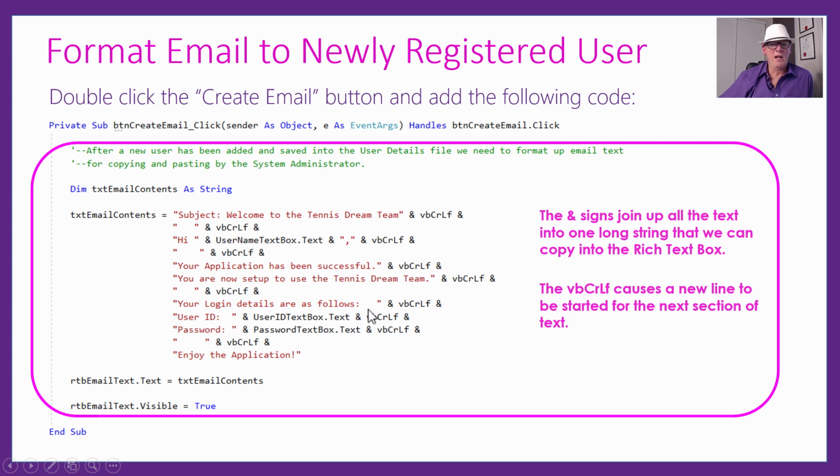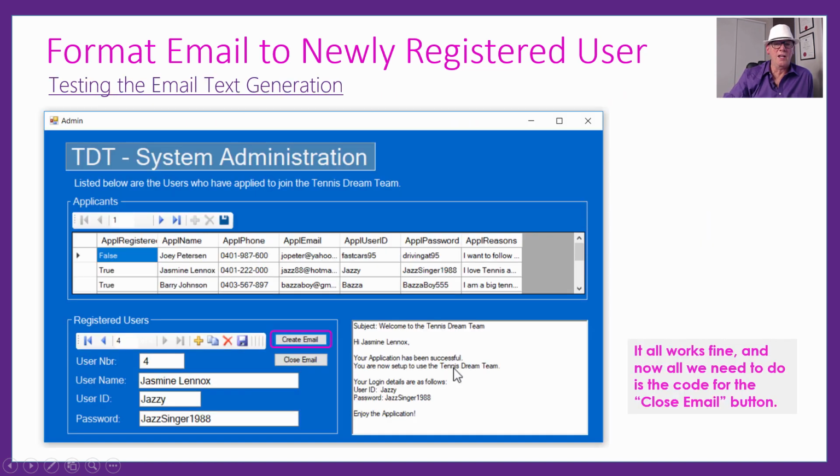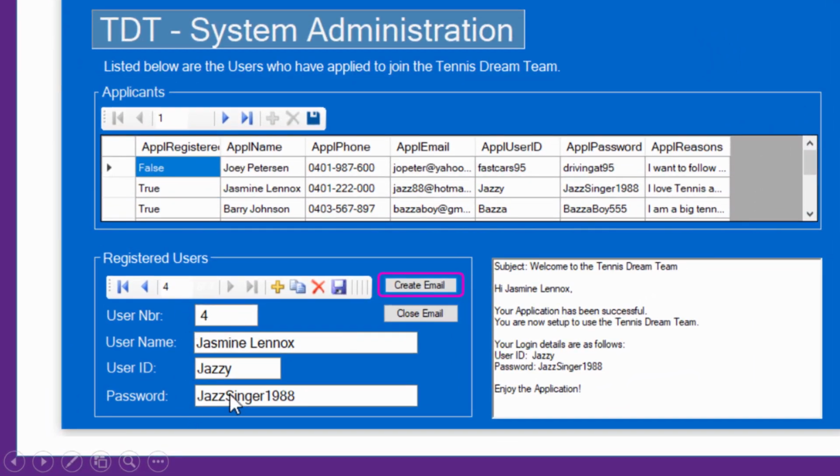And once all this is formatted up, then just move it over into that rich text box and make that text box visible. So let's see how that works out. Jasmine has just been added on as a new user, and we say create email for her, and here's the email. So that'll be the subject. They copy and paste into their Gmail, Hotmail, or Outlook, whatever they're using to send this off to the user. They'll be able to get her email address from up here. Maybe we should have had that pasted in as well. But anyway, they'll be able to get it from there.